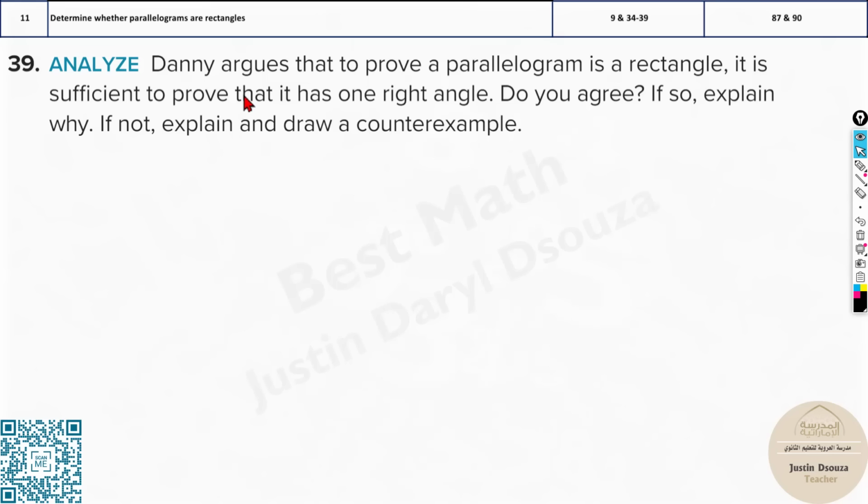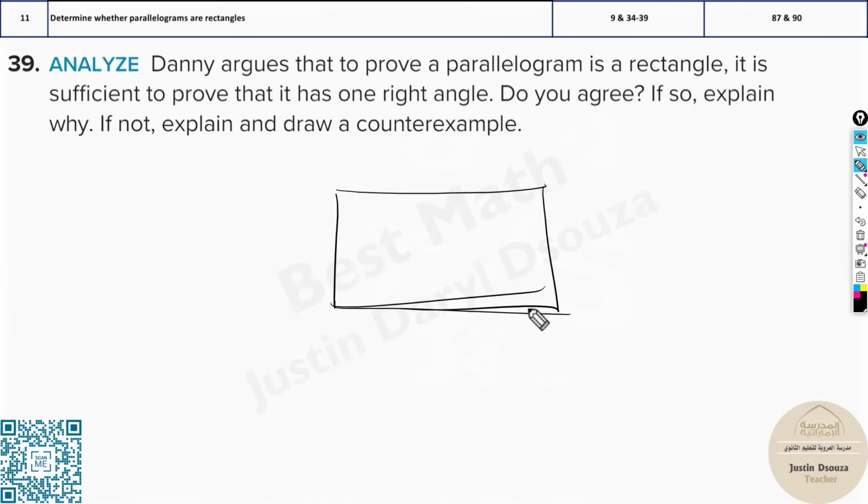And we have to analyze. Danny argues that to prove a parallelogram is a rectangle, it is sufficient to prove that it has only one right angle. Okay, do you agree? Yes, of course. Why? Because if you have, draw a counter example.